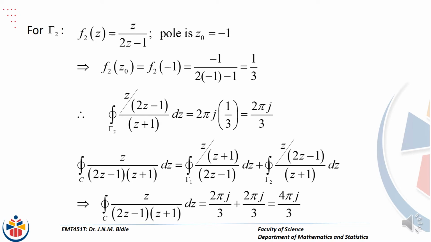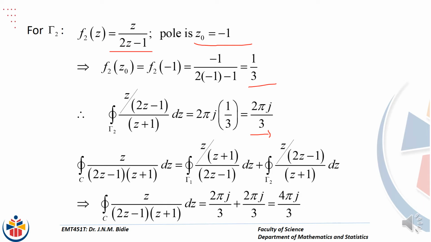And then we go to gamma 2. f2 is the numerator, and the pole is negative 1. f2 of z naught, f2 of negative 1, is equal to 1 over 3. Once again, the integral is 2 pi j multiplied by f2 of z naught, and we get the answer 2 pi j over 3.